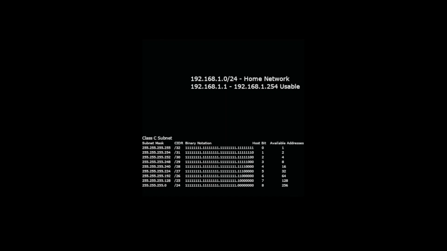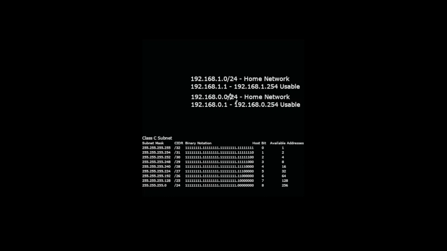256 addresses. Well, you might be asking yourself, if I have 256 addresses, why does my IP range go from 1 to 254? Looks like you're missing 2, and you would be correct. There is one for the network, which is right here, 192.168.1.0, and there is a broadcast address. That one will be 192.168.1.255.